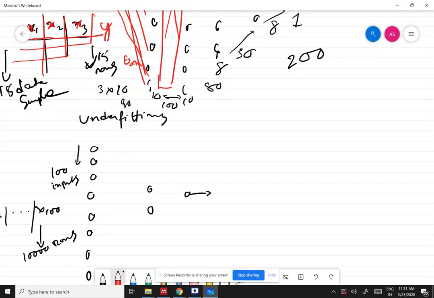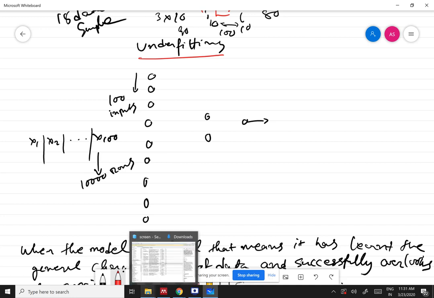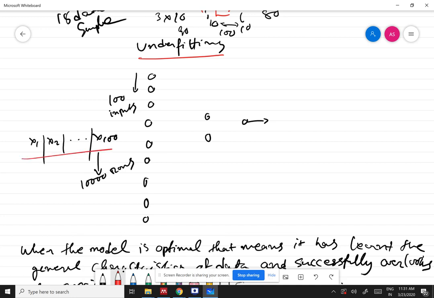Now what happens in case of underfitting? Suppose you have a sufficient amount of data, but you have modeled the neural network in such a way that you have a very small number of neurons. Suppose the data has 100 inputs, x1, x2, x3 up to x100. So this is your input layer with 100 neurons. But in the hidden unit, you have constructed only a very small neural network with only two neurons, and one neuron in the output unit.